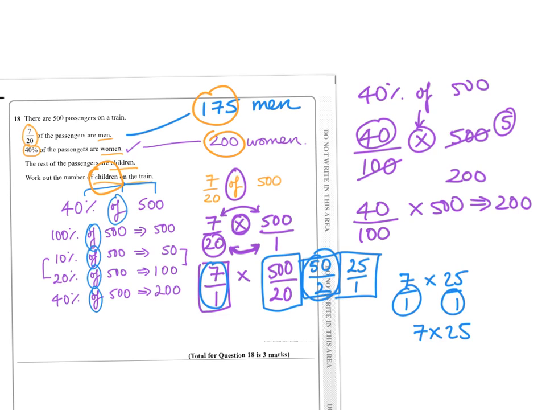So we can work out the number of children now, because if we know there's 175 men and 200 women, that's 375 men and women, so that would leave 125 children, because we knew there was 500 passengers on the train altogether. So I've gone in a bit more detail there, but for some of you this kind of question is very difficult. So for those that get it, then you can just skim through the questions. If you don't get it, then I suggest you watch the whole thing over again and try and learn from it.